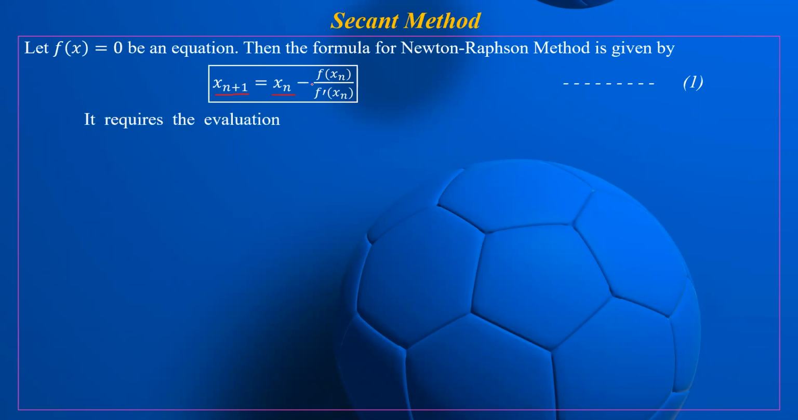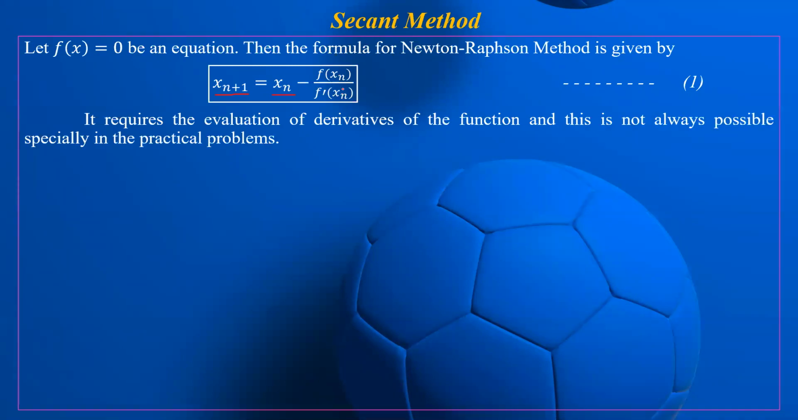If you see this example, if we are given a function whose derivative is not possible to find, then the Newton-Raphson method cannot be applicable. So this is the basic situation in which the secant method works. The Newton-Raphson method requires the evaluation of derivatives of the function, and this is not always possible, especially in practical problems.